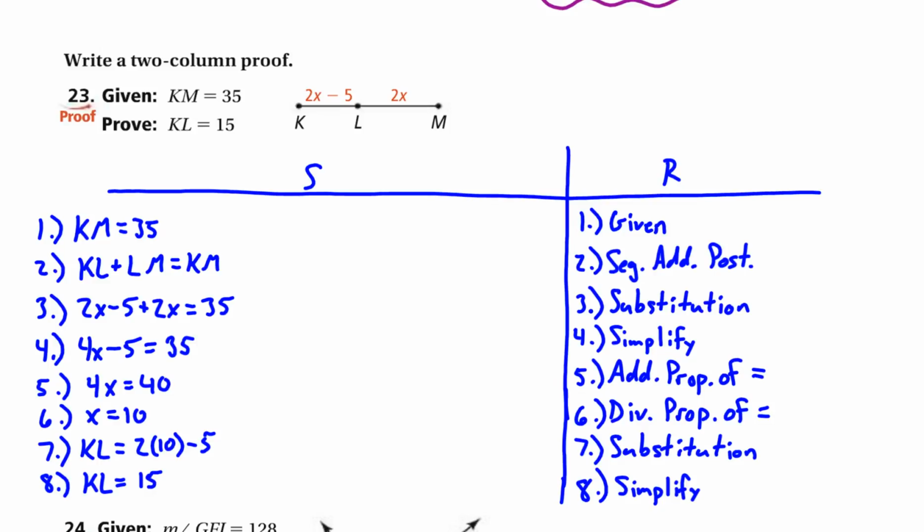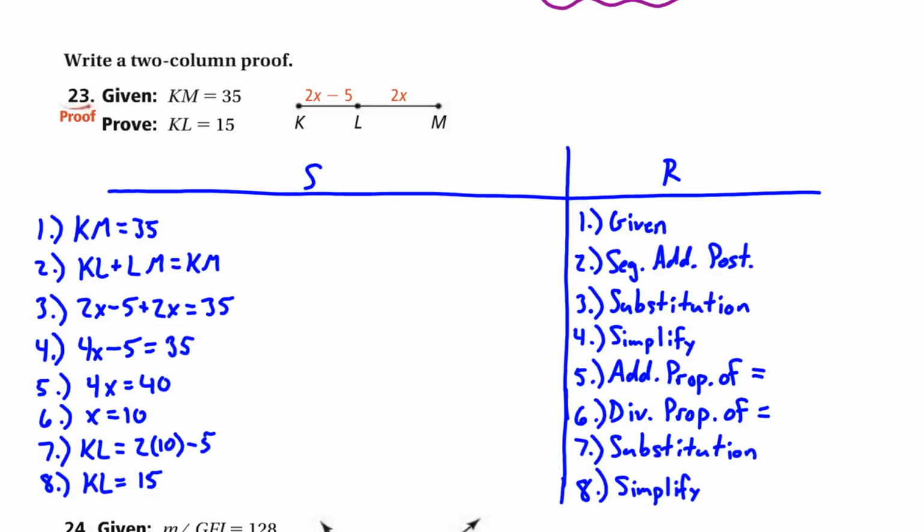Then from there, I can take what I just wrote down, KL plus LM equals KM, and replace each piece. KL is this thing right here, the 2x minus 5. LM is the 2x. And KM is the 35. So I replace KL with 2x minus 5, LM with 2x, and KM with 35. I'm just doing substitution. I replaced each piece with its equivalent so that I can come up with an equation. That's substitution. Then I just have to solve the equation that's sitting here before me.